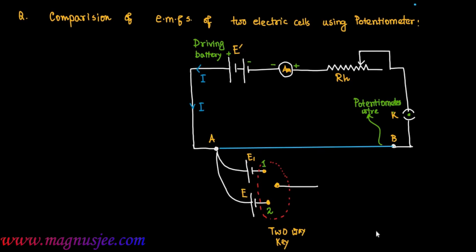The second cell has the E.m.f. E2. The common terminal of the two-way key, that is the terminal 3 of the two-way key, is connected to the jockey J through a galvanometer G.